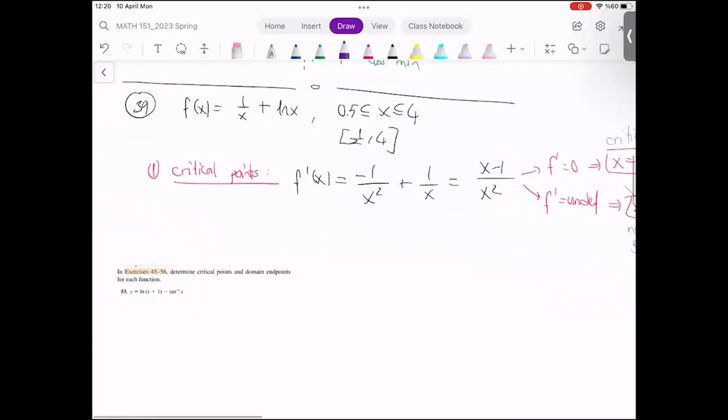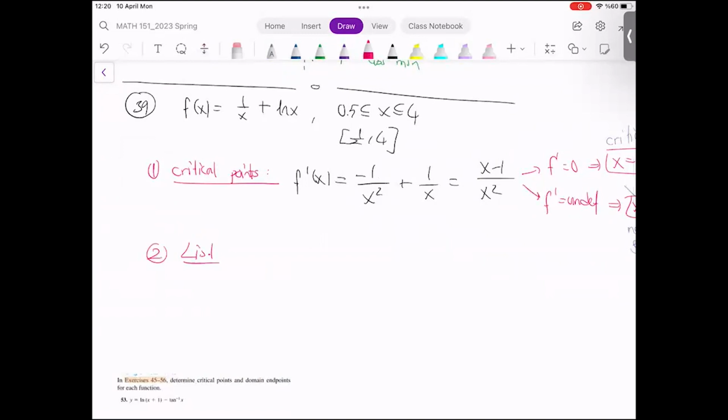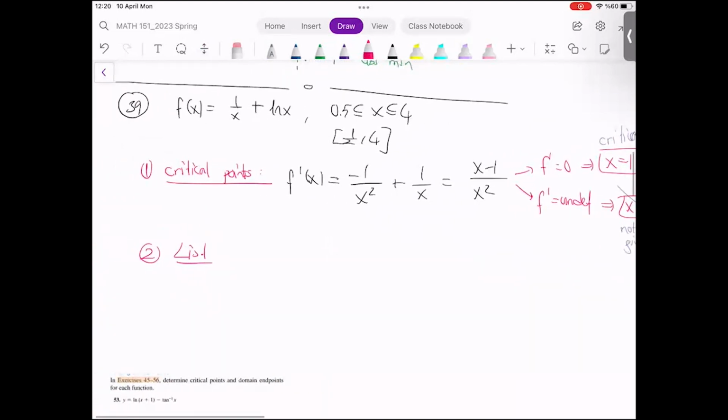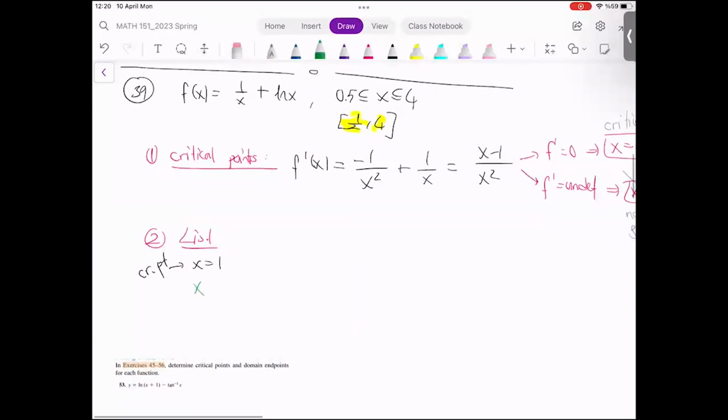Okay, let's try to make a list now. Second step, our list of points. x equals 1 is one of the members coming from the critical point. Look at the endpoints. I will add now the endpoints manually. 1 over 2 and 4. Okay, x equals 1 over 2 and x equals 4. These are coming from the endpoints of the closed interval. Now I am ready to compute the images. f of 1, f of 1 half, and f of 4 I need to compute.